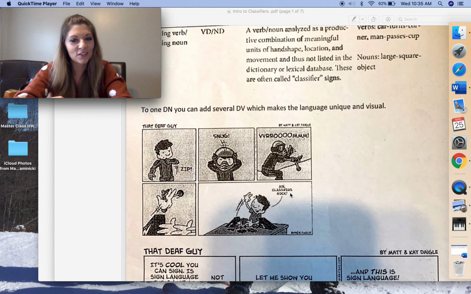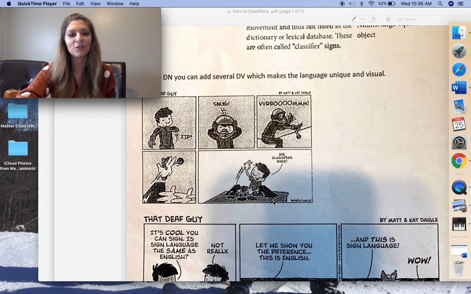And then it says ASL classifiers rock, because you're becoming part of this language, and it's not acting, and it's not gesturing, it's rule governed. So it makes it really neat. And so he's using his motorcycle almost as like he would use a Hot Wheel car, but instead he's just using his hand shapes. So that's kind of cute.